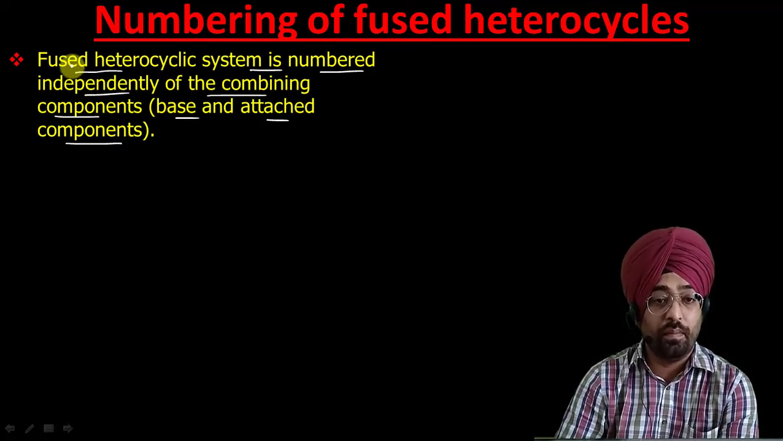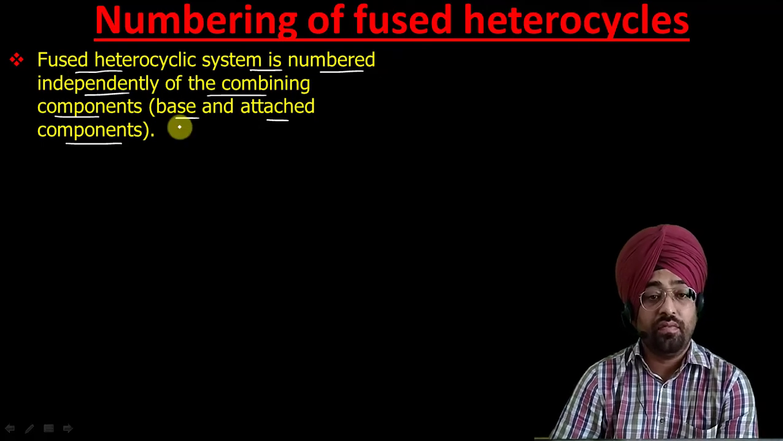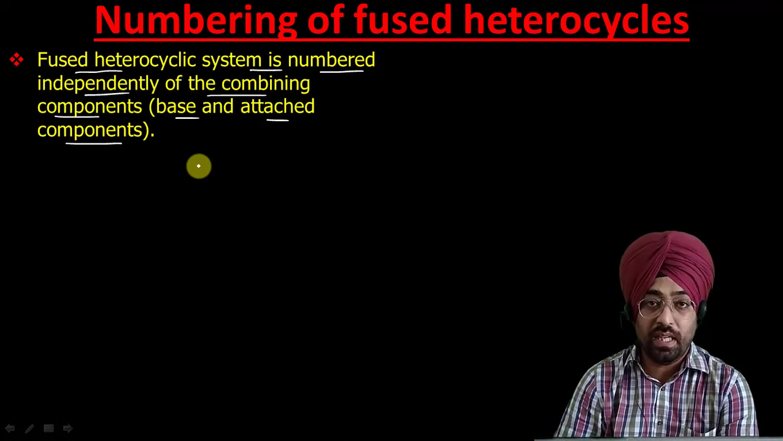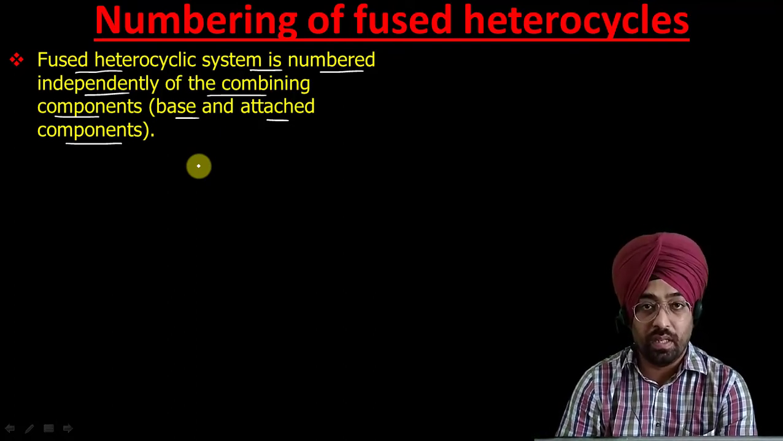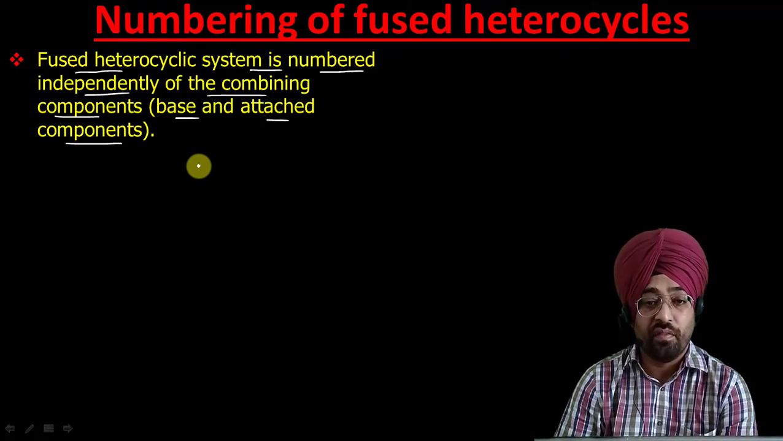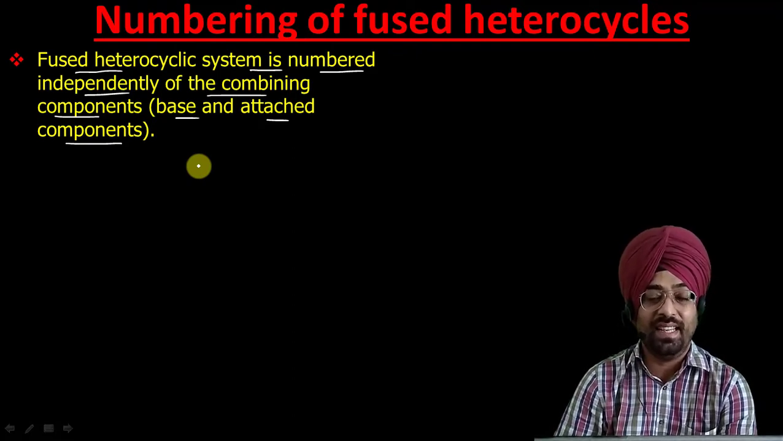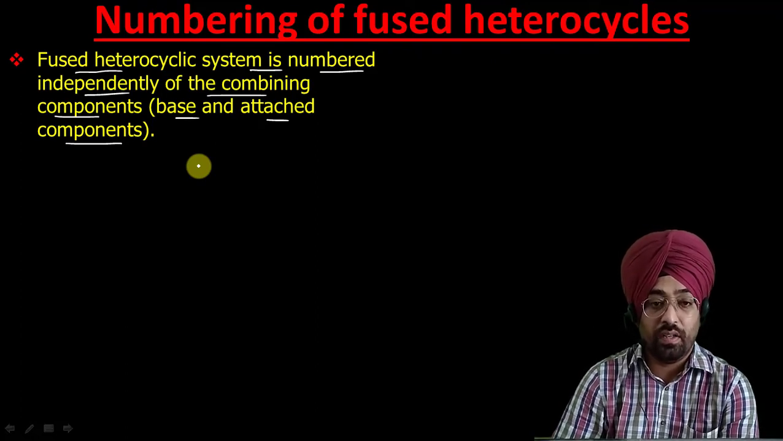The rules for numbering these fused heterocycles are only useful for fusion nomenclature, because we have another nomenclature system called the replacement nomenclature system, in which there are somewhat different rules to number these fused heterocycles. So today's lecture is only related to the numbering of fused heterocycles useful in fusion nomenclature. There are slightly different rules, and those rules I will discuss with you in our replacement nomenclature lecture.